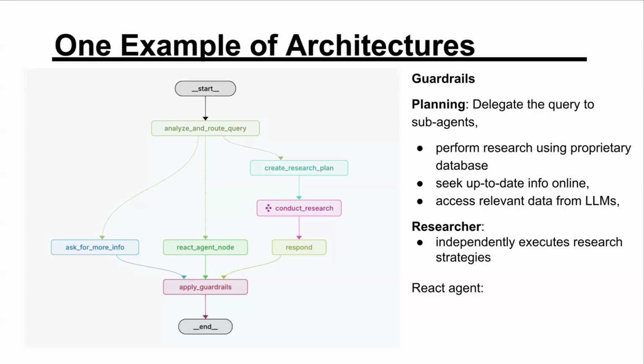So we have a React agent node, and for the React agent, right now, what it's doing is only having an online search tool. Once the query comes in, once the planning agent decides it's not really falling into our database scope, then it will go to the React agent to search the query online and have some iterative process to deliver a good result. We will dig into the research agent and the React agent later on.